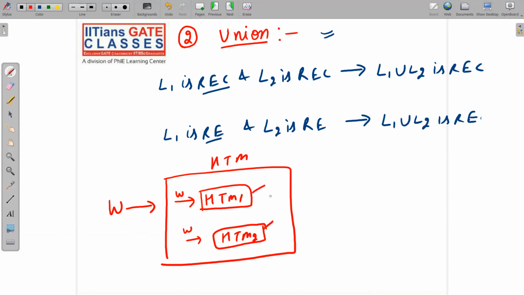Because these are halting Turing machines, both will say either yes or no. If any one of them says yes, then the big halting Turing machine will say yes, but if both of these say no, then this big halting Turing machine will say no. So for string W we have constructed a big halting Turing machine which is saying yes as well as no. Hence L1 union L2 is REC. I hope I have made the point clear. If you are not able to follow, please just leave it. I am just giving you an intuitive idea. Similarly, we can prove it for RE also.